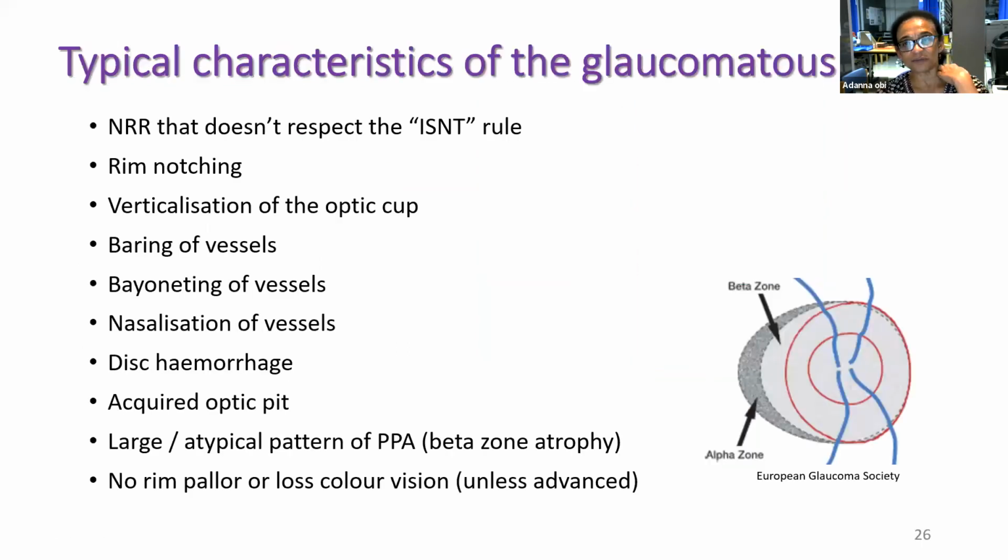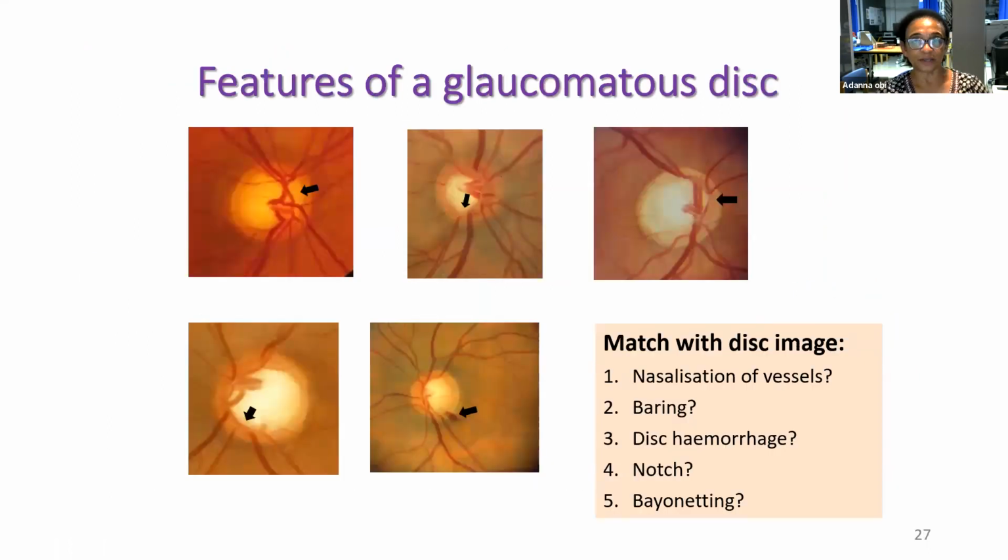So these are all the typical characteristics, and I'll leave you to read those, but let's go through some of them. What I want you to do yourselves at home is to try and match these features. Nasalization of the vessels is a glaucomatous feature, as is baring. So we're saying that the vessels have moved away from where they should be. Disc hemorrhage is a feature, as is a notch, a focal area of thinning of the rim, and bayoneting, where the blood vessels go underneath the rim. I'm going to give you about 30 seconds to have a look, and then I'll give you the answers.